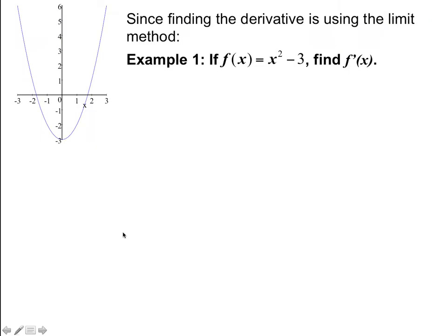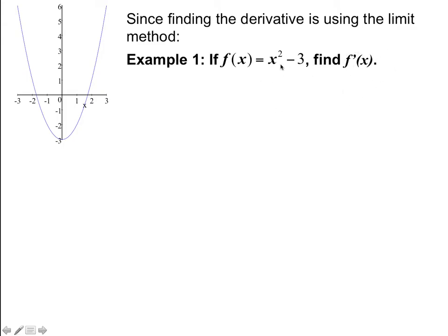Okay, so since finding the derivative is using the limit method, you've actually been finding the derivative at specific points. We're going to go through and look at this parabola, x squared minus 3. Right? It's a parabola shifted down 3. And we're going to find its derivative.